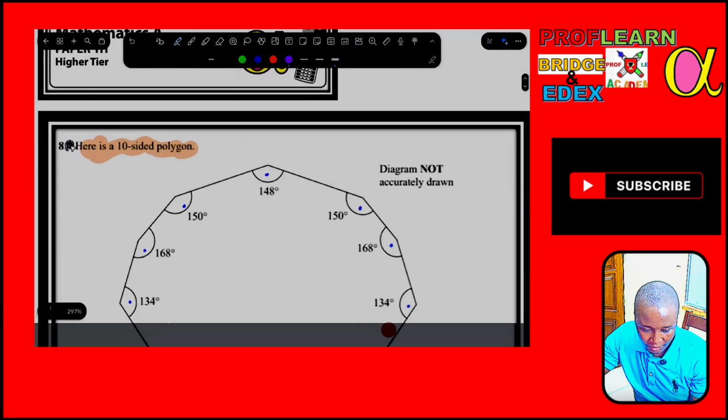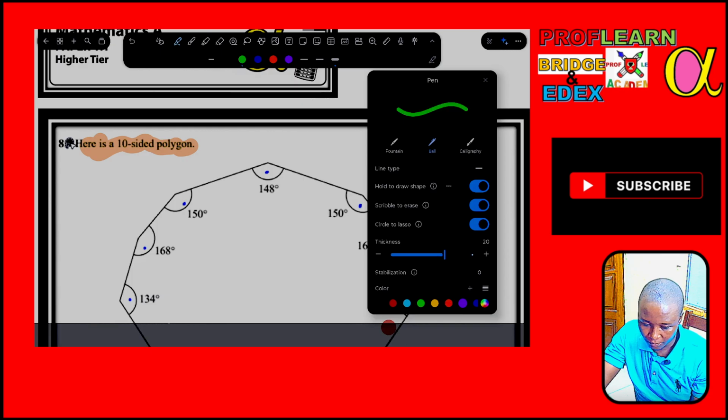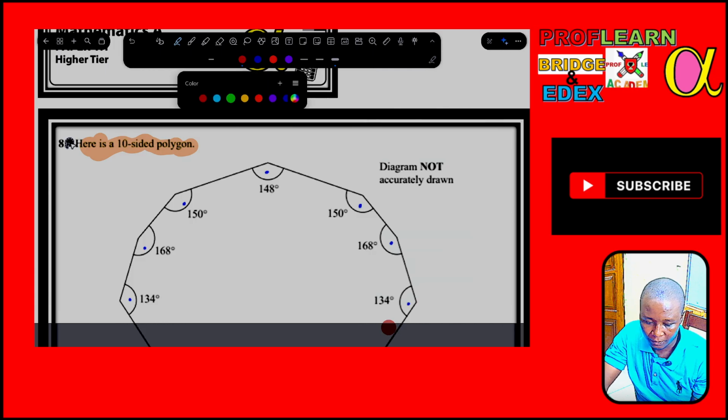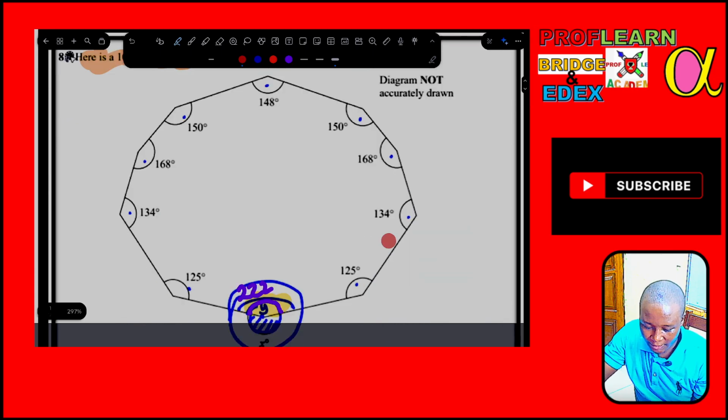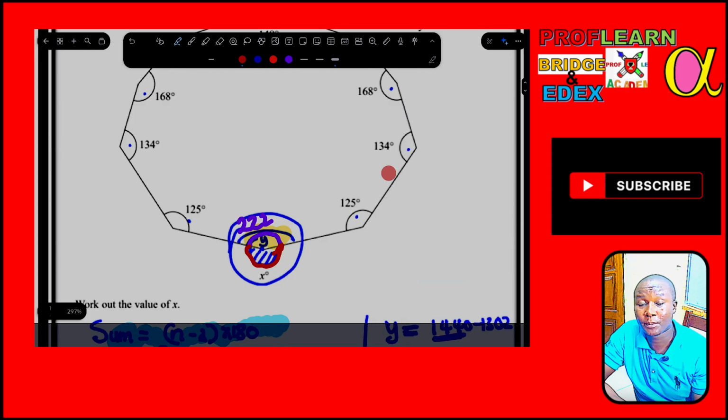Now here, candidates were given a 10-sided polygon and they were supposed to come up with the size of angle X. Angle X is actually the exterior angle at this point. So what were candidates supposed to do in such a question?